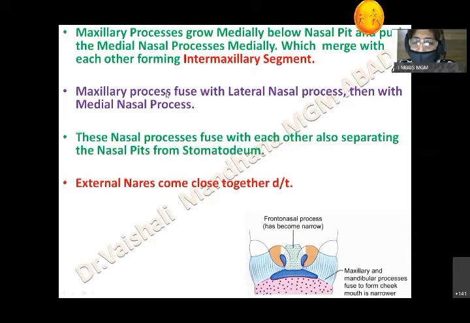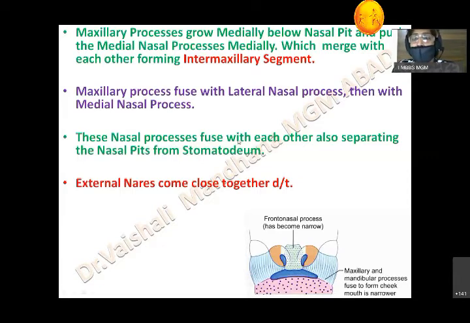So the maxillary process has fused with the lateral nasal process, and then it fuses with the medial nasal process also. Okay. So up till now, the maxillary process has fused with the lateral nasal process, the medial nasal process also, and because of the growth, the medial nasal processes have come close together and they form the intermaxillary segment also.